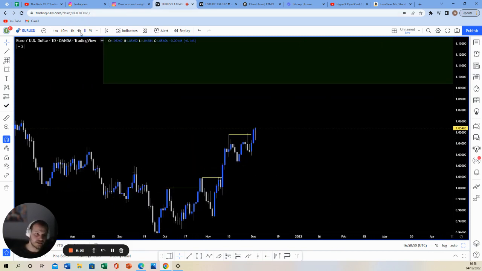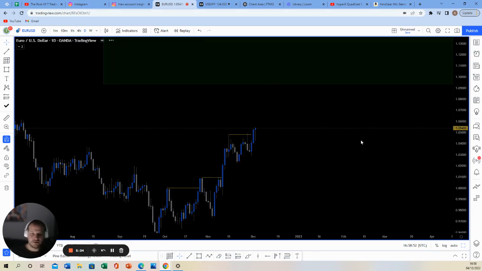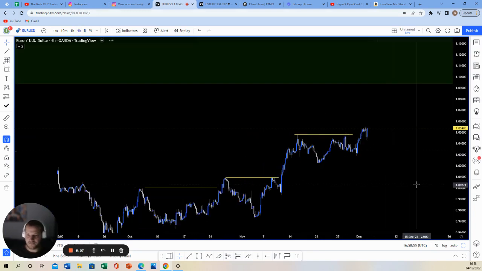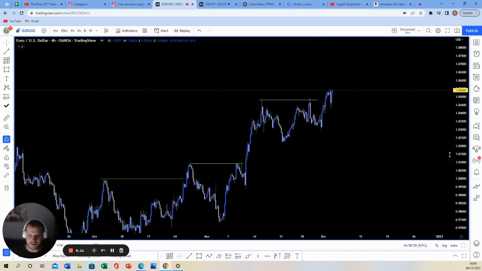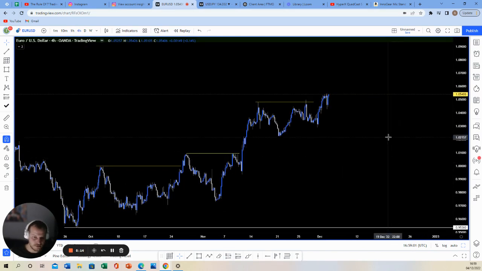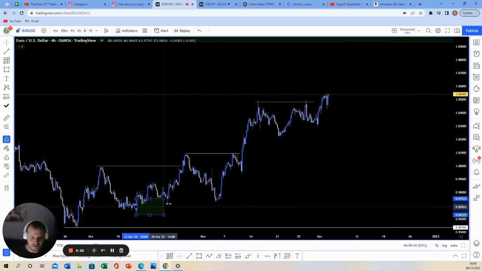So let's drop down to the 4 hour, have a look at what we've got. This is a bit clearer. Hopefully most of you can understand what's what here. So everywhere's kind of getting mitigated, all these demand areas.